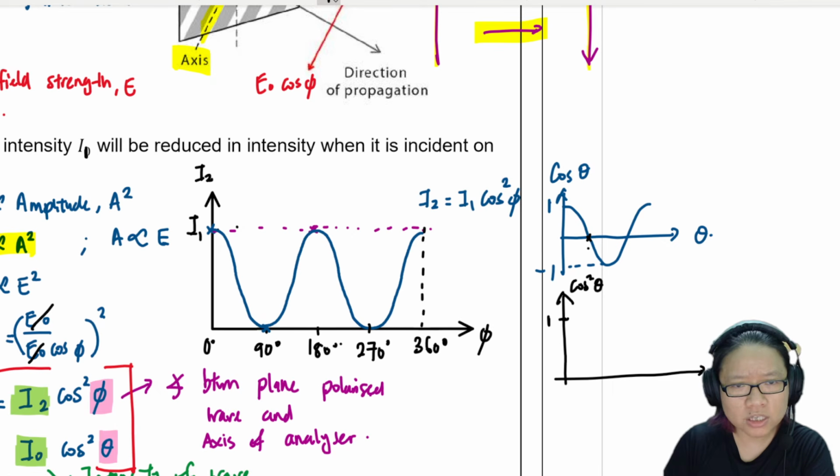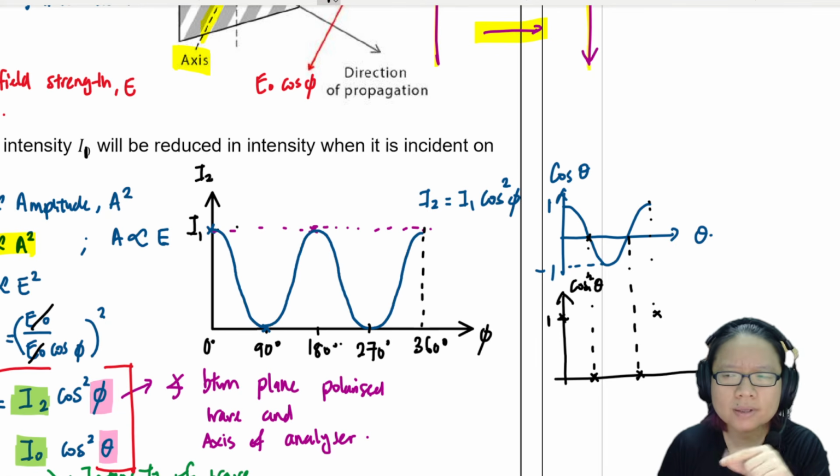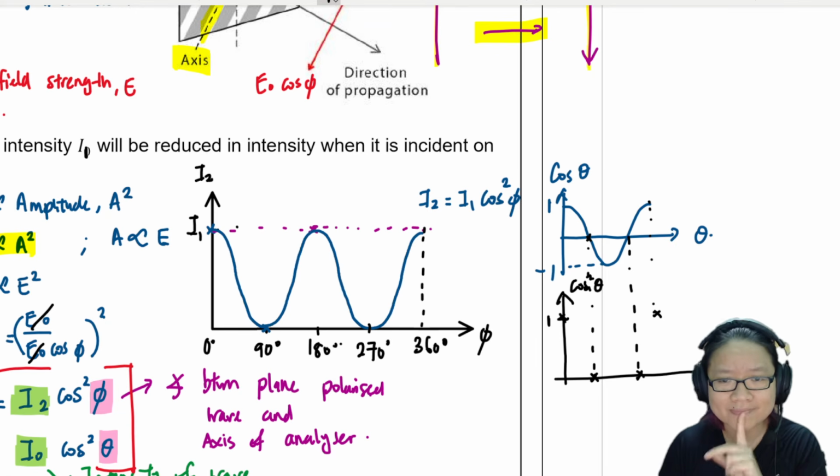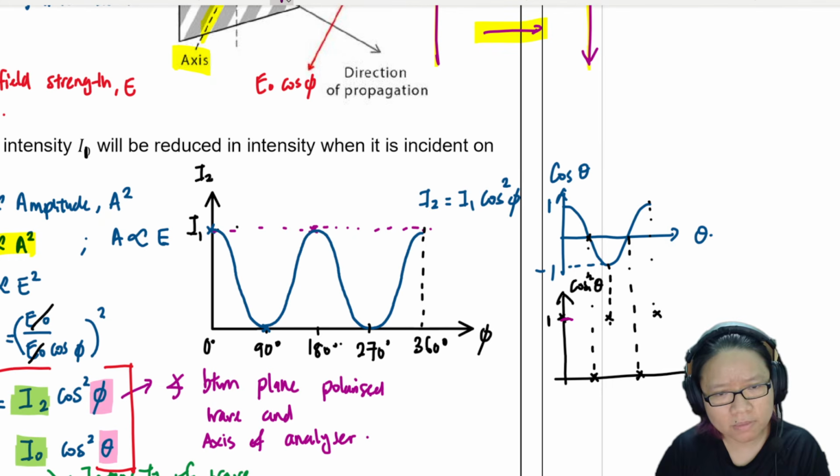Oh, teacher, 0 square is 0. 0 square is 0. 1 square is 1. Yes, look at you. So good in maths. Okay. What about negative 1 though? Negative 1 times negative 1 is 1. Negative is positive. So you're going to get this one again. Oh, interesting. So this is the graph that I'll get.